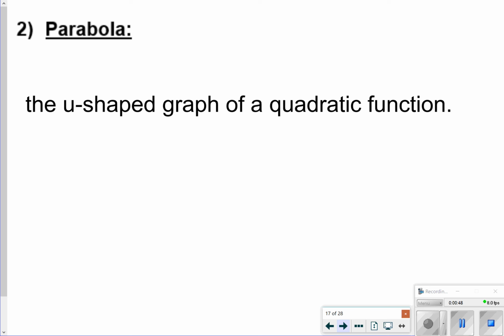So next one we're going to talk about is a parabola, and that is just a U-shaped graph of a quadratic function. Again, you saw that in the notes for day 1. You're basically just curving the line instead of having straight lines. Again, let's go ahead and pause here so you can write down number 2 and then click play to go on to the next one.